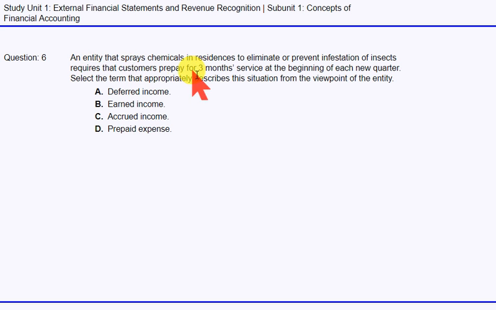An entity that sprays chemicals in residences to eliminate or prevent infestation of insects requires that the customers prepay for 3 months services at the beginning of each new quarter. My company sprays insecticides in residential spaces and I need to be paid in advance. Like you will pay on January 1st for the services I will be rendering throughout the quarter from January to March. Okay. Select the term that appropriately describes this situation from the viewpoint of the entity.